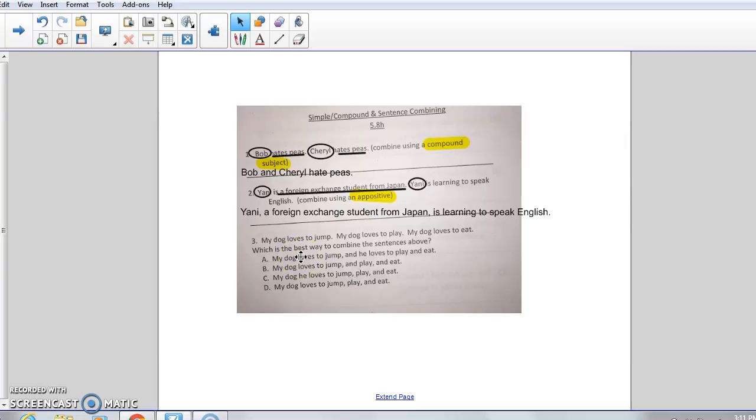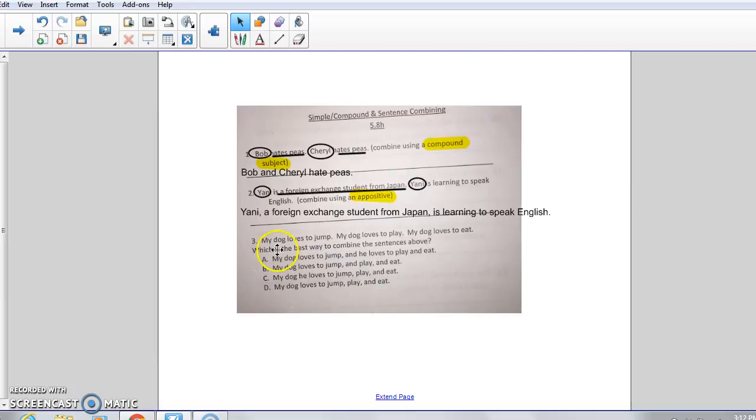Well, just looking at it, you should realize they all have the same subject. My dog, my dog, my dog. And the dog's loving to do 3 different things, right? Loves to jump, loves to play, loves to eat. So the easiest thing to do would be to combine it with commas in a series. My dog loves to jump, comma, play, comma, and eat. I do see that down there. So that would be my choice.